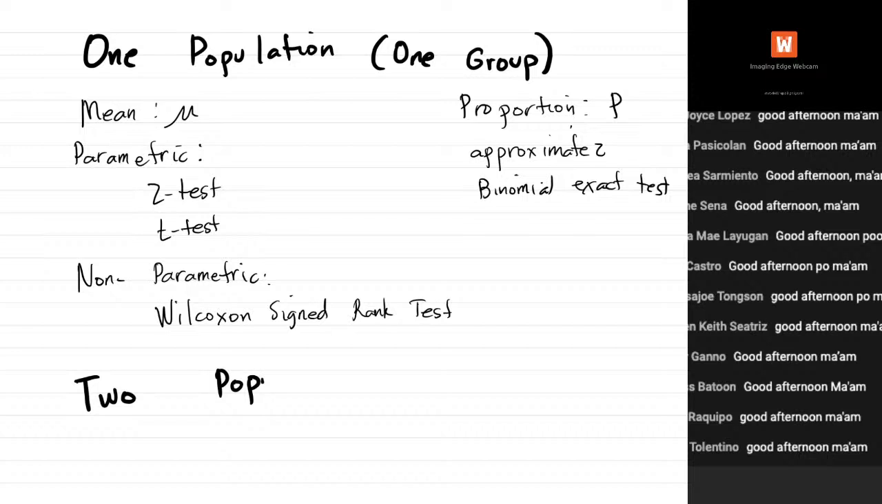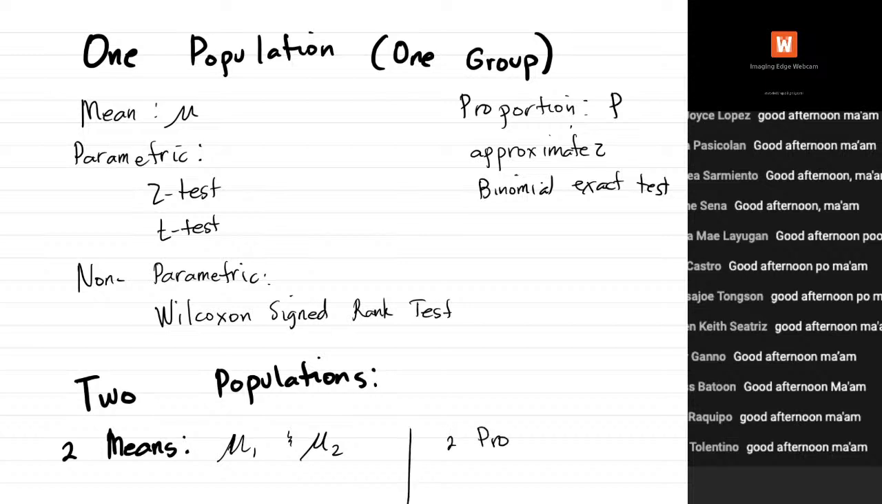So, kung two populations, meron na tayong two means, two population means. So now we have mu 1, population 1, and mu 2. Dalawang mean lang kinocompare natin. In like manner, dalawang proportions na rin. Two proportions, P1 and P2.